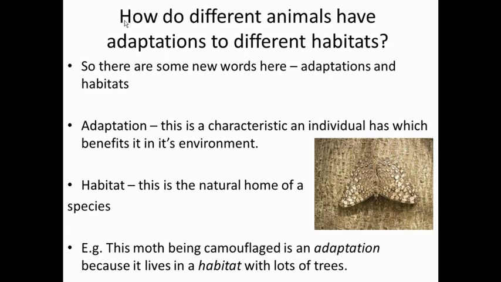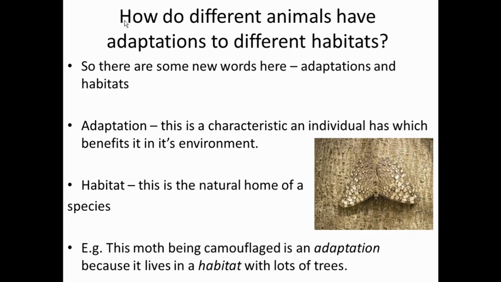So different animals have adaptations to different habitats. What do all of these words mean? So we've got some new words, adaptations, habitats. Okay, you may not have heard them before. You may have heard them, but not really know what we mean exactly. So an adaptation is a characteristic that an individual or species has which benefits it in its environment. So that can be a species-wide characteristic, okay, or it can be the characteristic of one individual.